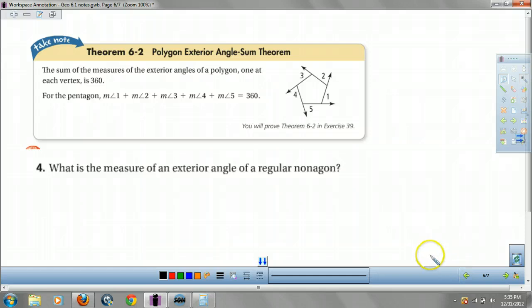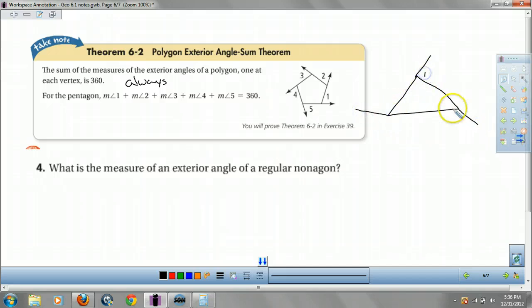The sum of the measures of the exterior angles of a polygon is always 360 degrees. Always. So for this pentagon, if you extend the sides out, again, if I had a triangle, my exterior angles would be if I extend each of these out. Guess what those add up to? 180. These ones add up to 360. These ones add up to 360. If I made a polygon with 100 sides and I had exterior angles, they'd add up to 360.